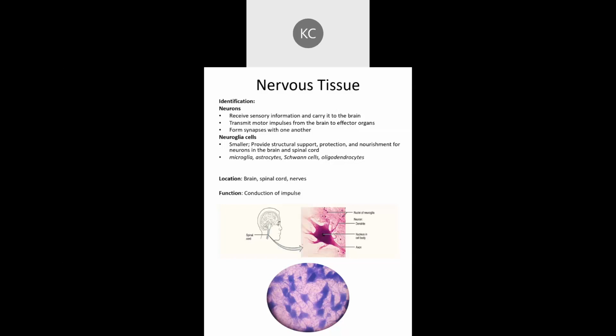So nervous tissue is part of the nervous system. It's what makes up the nervous system. And being consistent with our definition of tissue being made up of at least two types of cells, we have two types here. We have neurons, and we have what are called neuroglia cells, sometimes just referred to as glial cells.